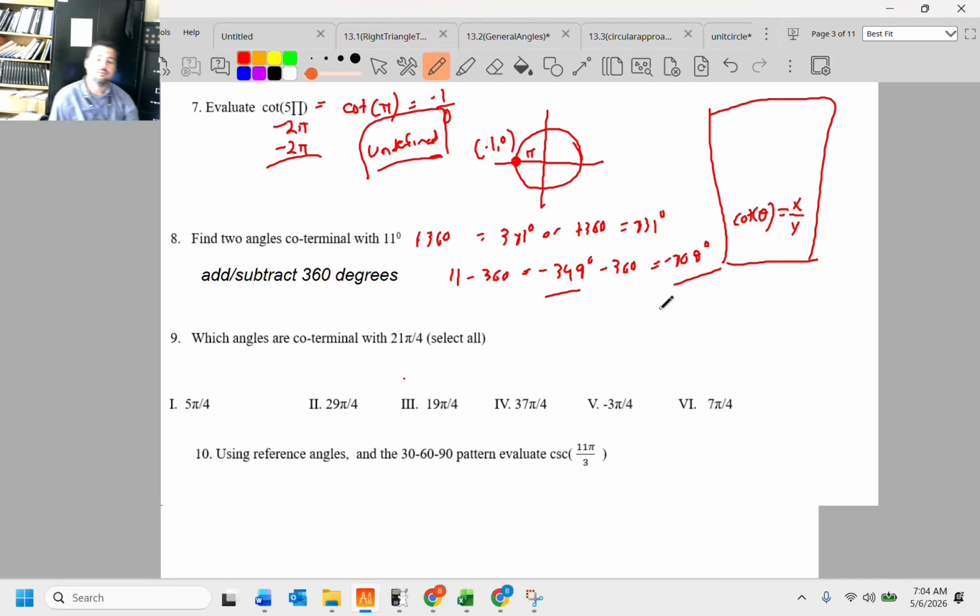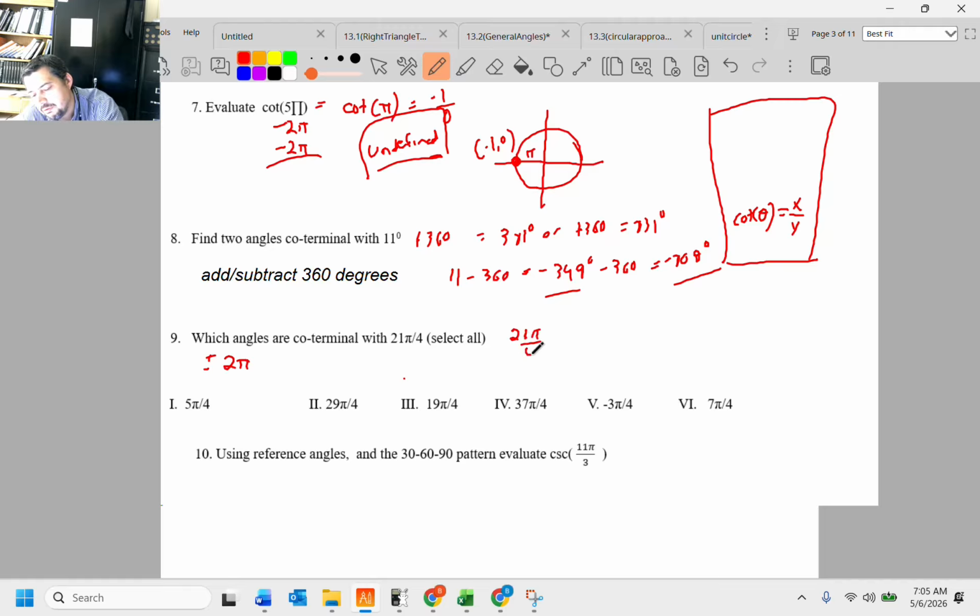Lots and lots of things you can do. All right, which two angles are coterminal with 21 pi over 4? And the deal here is we add or subtract multiples of 2 pi. It's about plus or minusing twice pi. So let's stay old school, because old school is the best school.